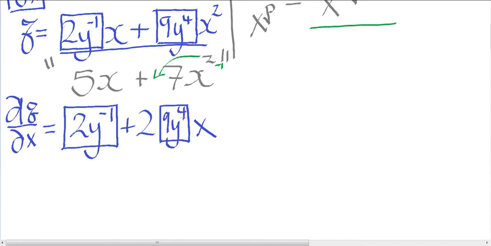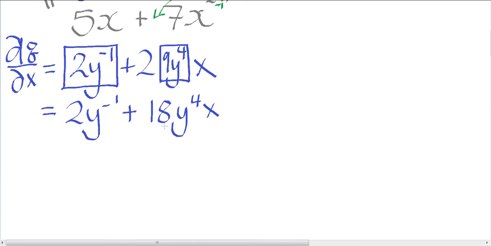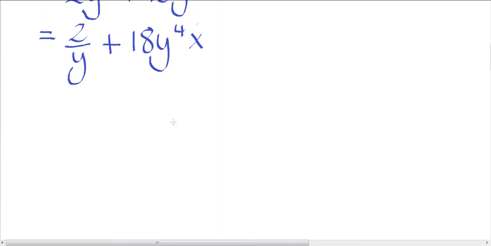Okay, so now I'll just clean up whatever I have, all them terms. I have 2y to the minus 1, nothing to be done there, plus 2 by 9 is 18, and I'll have 18y to the power of 4 x. And don't be afraid now, I took that y above the line because I needed to differentiate, but don't be afraid to throw it back down under the fraction again. So I'll be left with 2 over y plus, and nothing to be done here, 18y to the power of 4 x. Now, the next thing I'm looking for is del z, del y.